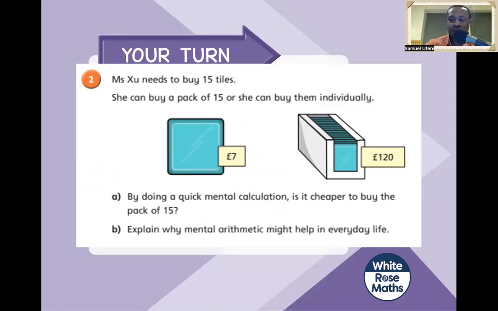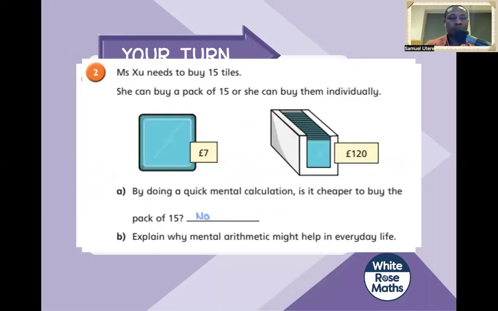Assuming you've paused the video and you've answered question 2, here are the answers. Let's discuss them. So here, Miss Chu needs to buy 15 tiles. She can buy a pack of 15 or she can buy them individually. By doing a quick mental calculation, is it cheaper to buy the pack of 15? And then you're asked to explain why mental arithmetic might help in everyday life.